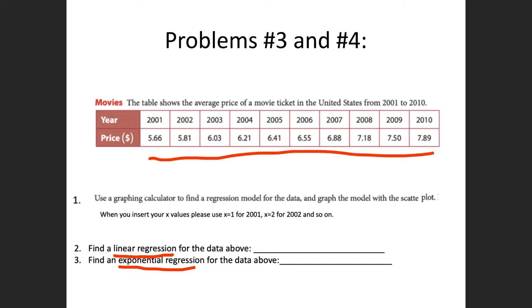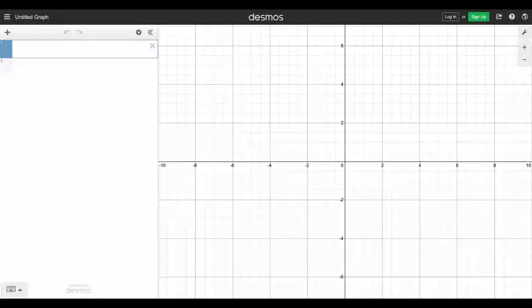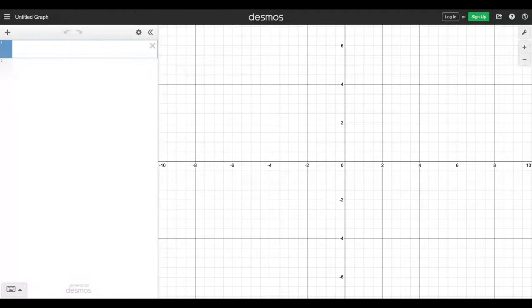Okay. So you guys see my Desmos presentation. And all I did is I just went into Desmos. I just typed in the website Desmos and it comes up. Okay. So I'm going to walk you through problem number 3.